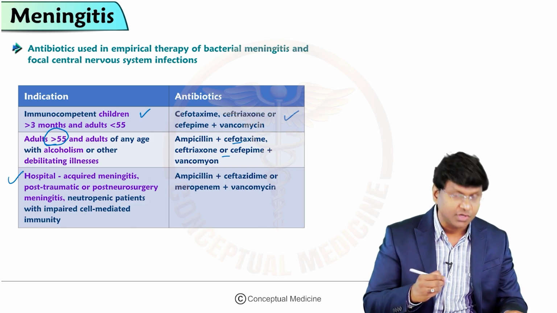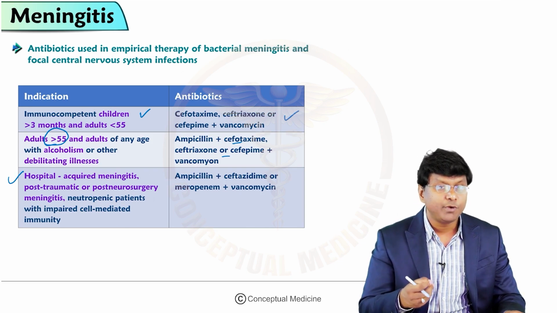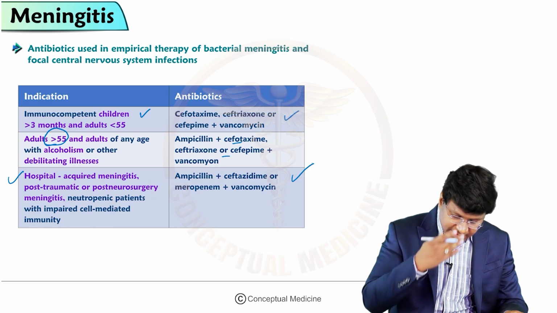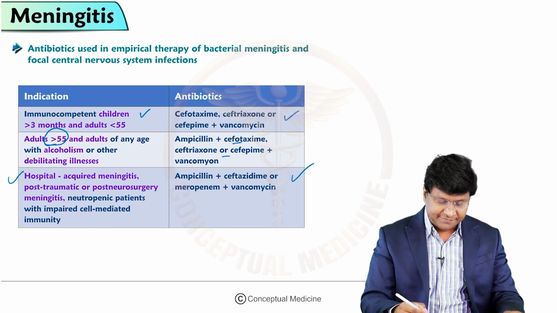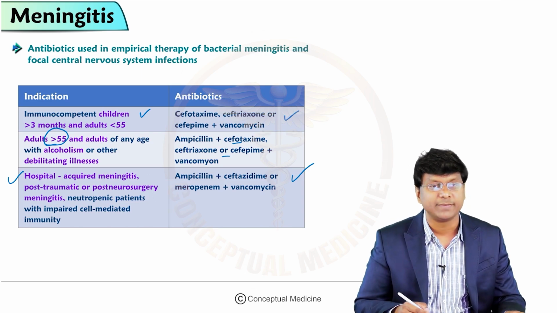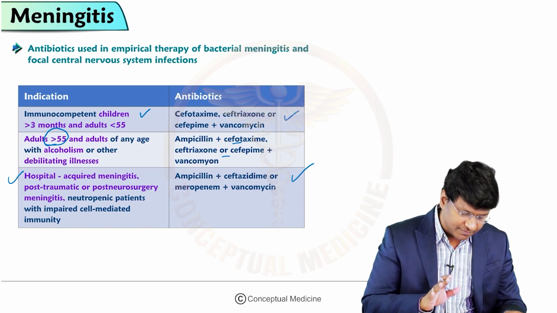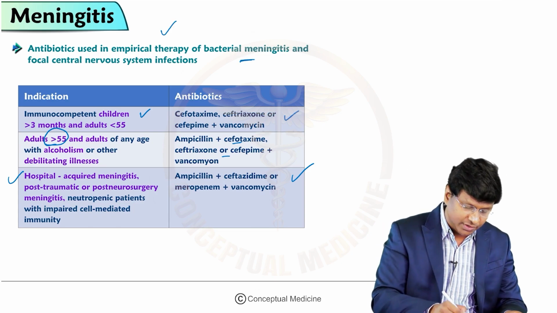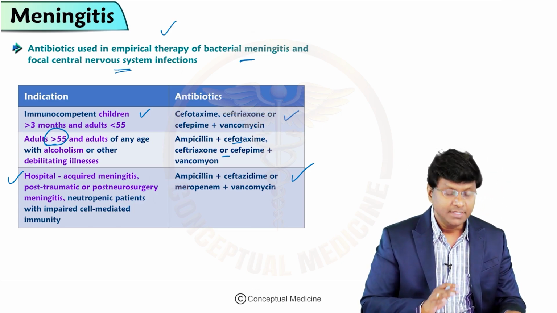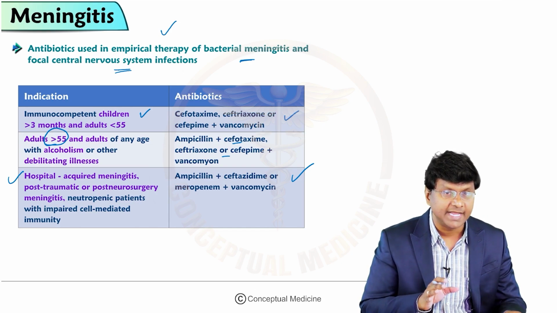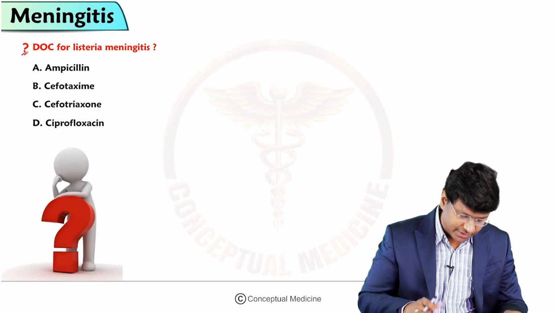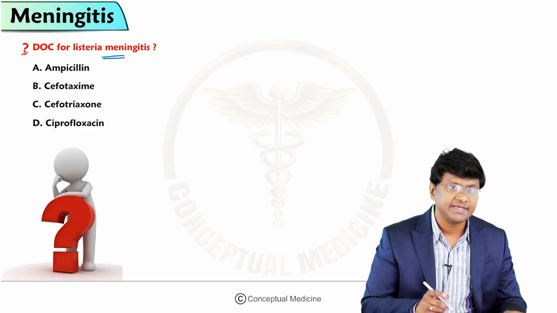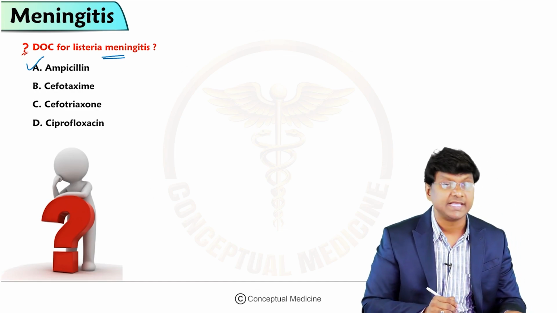Whereas in case of hospital-acquired meningitis, post-traumatic or post-neurosurgery meningitis, you need to give ampicillin plus ceftazidime, or meropenem plus vancomycin. So this is about the antibiotics used in empirical therapy of bacterial meningitis and focal CNS infections. Now, after having discussed the antibacterial drugs, you see another question. What is the drug of choice in case of Listeria meningitis? In Listeria meningitis, the drug we give is ampicillin, right?